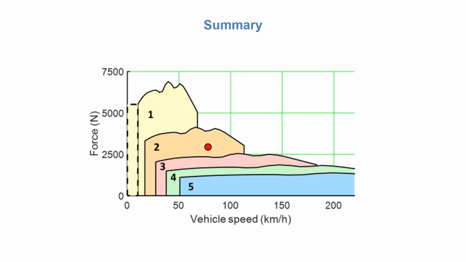In this lecture, we have seen how a gear shift strategy can be illustrated in a force-speed diagram. The diagram has one region per gear, and whenever the operating point is within that region, that gear is selected. The illustrated gear shift strategy is aiming at low fuel consumption. The borders between the different gear regions will be different if other criteria are included in the gear shift strategy.